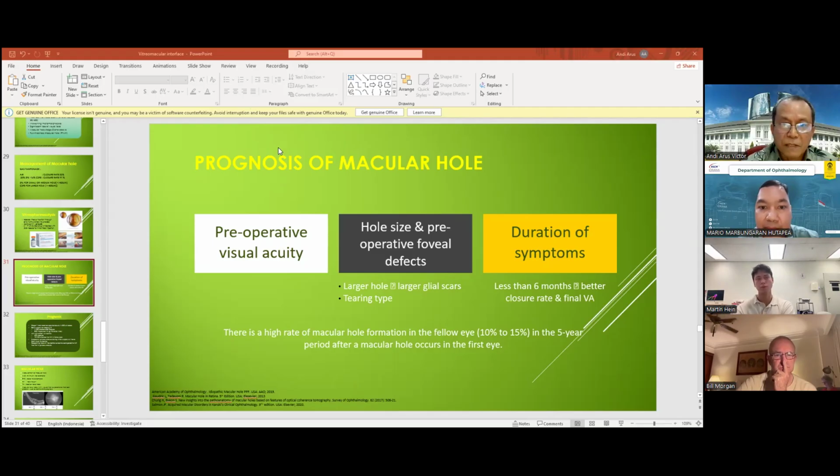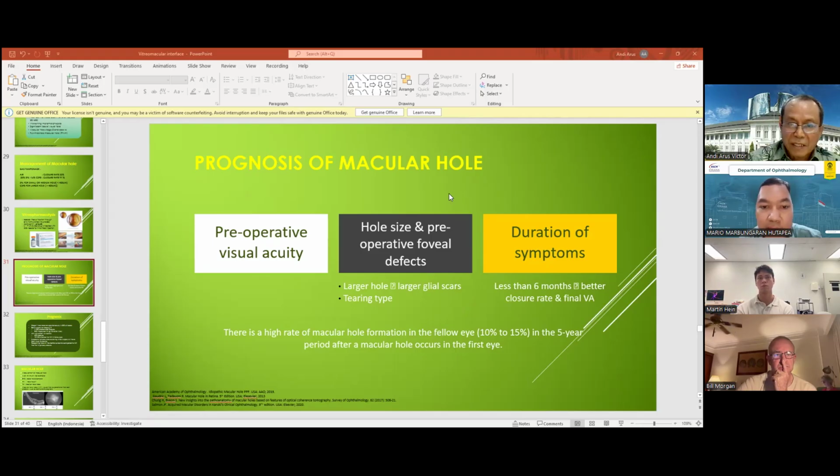Yeah, Mario, there is one question from Dr. Kiara. If recurrent macular hole, yes, like Dr. Mario did, we can do vitrectomy again, with ILM peeling, and then put the ILM flap for that situation.